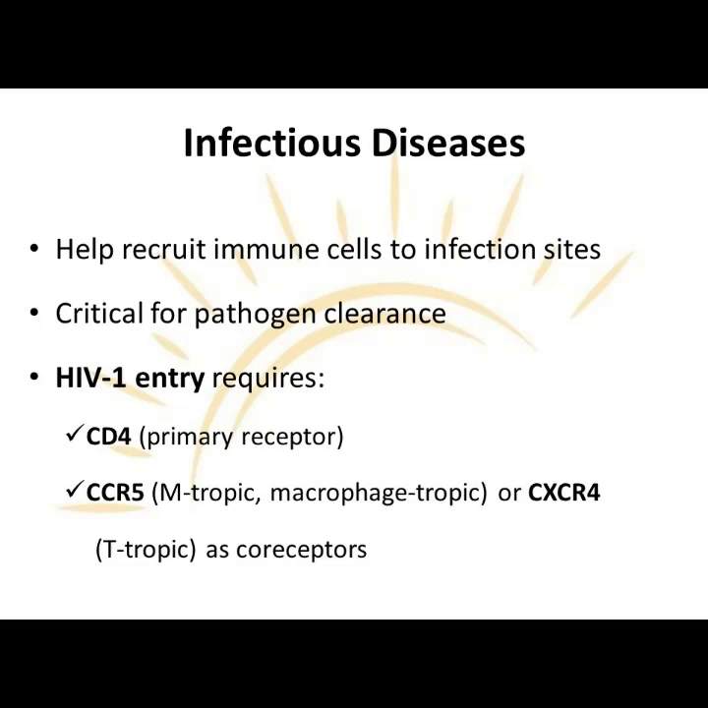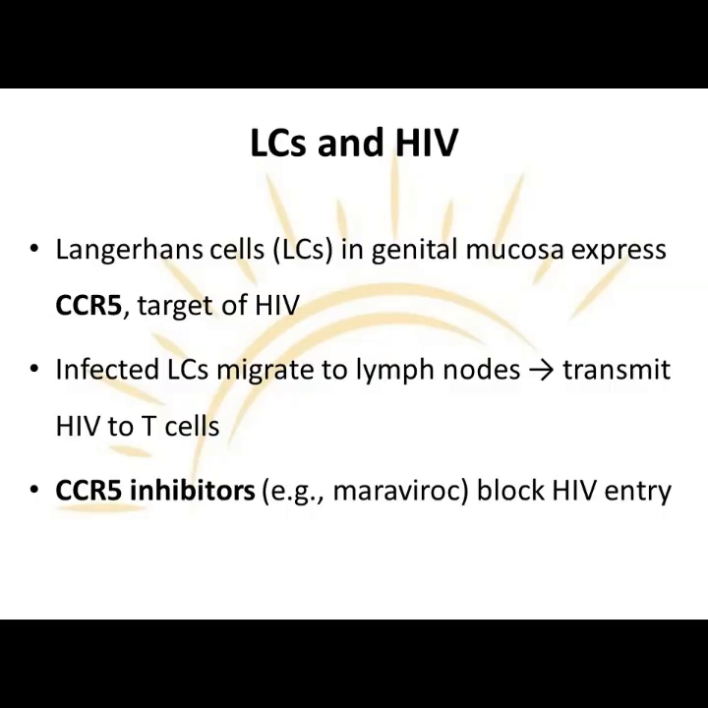Infectious diseases. Chemokines help recruit immune cells to infection sites. This is critical for pathogen clearance. HIV entry requires CD4 as a primary receptor, and CCR5, M-tropic, macrophage-tropic, or CXCR4, T-tropic, as co-receptors. Langerhans cells and HIV. LCs in genital mucosa express CCR5, a target of HIV. Infected LCs migrate to lymph nodes and transmit HIV to T cells. CCR5 inhibitors, for example Maraviroc, block HIV entry.